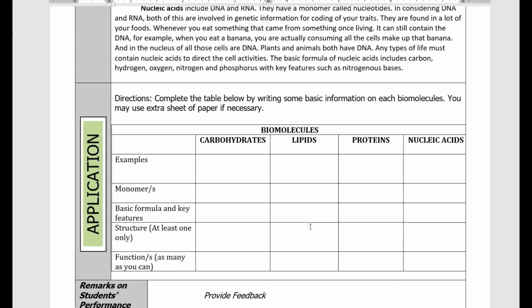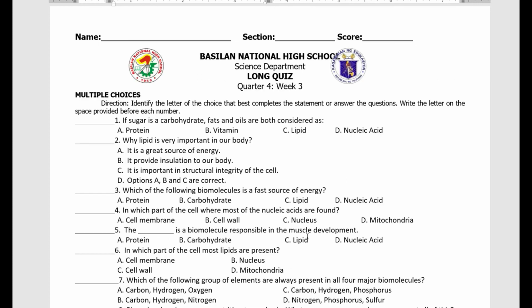If you wish to have another structure of a carbohydrate, then it's okay. And functions. You can write as many as you can. In the abstraction, there are functions of these particular biomolecules. And if you wish to add some, you can do it also. You can search, or if there are things that you know that are not written in the abstraction, you can still add them.